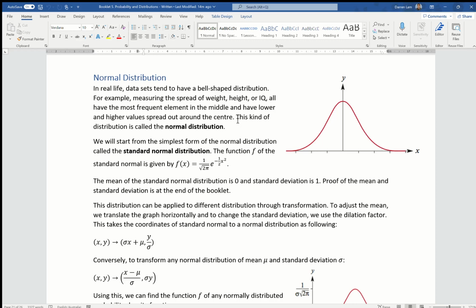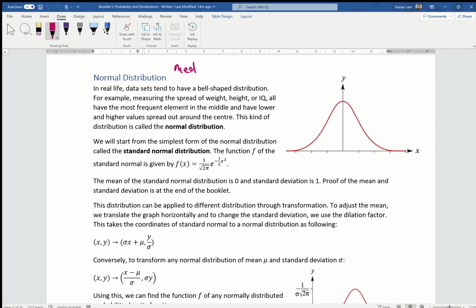In real life, data sets tend to have a bell-shaped distribution, as I mentioned, this kind of shape. For example, measuring the spread of weight, height, or IQ all have the most frequent element in the middle, right? In other words, the average. The average typically is in the middle. And we can see that to the right-hand side and the left-hand side, we have less common values. So this kind of distribution where we have the middle, where the median equals the mean, which also equals the mode, is what we call a normal distribution. We can see that the very tip of it is the mode, which is the most common value, the median, and the mean as well.